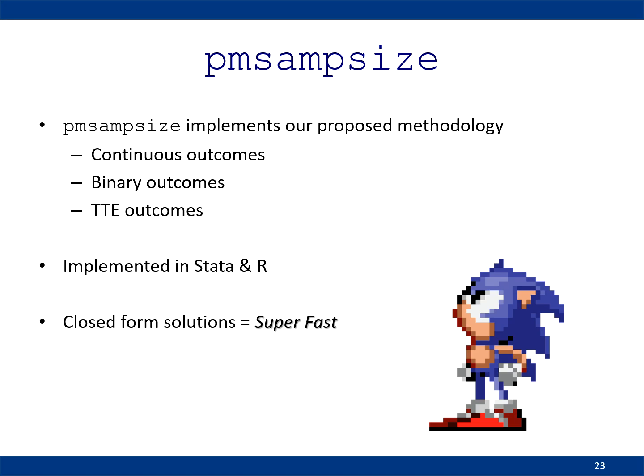So I've talked about the proposal now, and I just want to give a few examples implemented in my software package, pmsampsize. So again, this is for continuous, binary and time to event outcomes, and it's implemented in both Stata and R with the same name, pmsampsize. And because it uses these closed form solutions that we've proposed, it's really, really fast.